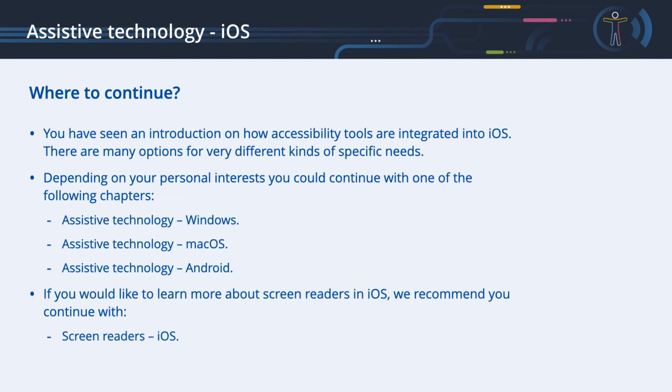Where to continue? You have seen an introduction on how accessibility tools are integrated into iOS. There are many options for very different kinds of specific needs. Depending on your personal interests, you could continue with one of the following chapters: Assistive Technology Windows, Assistive Technology macOS, or Assistive Technology Android. If you would like to know more about screen readers in iOS, we recommend you continue with Screen Readers iOS.